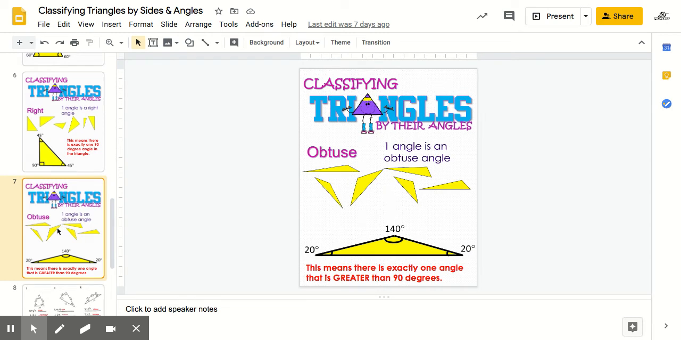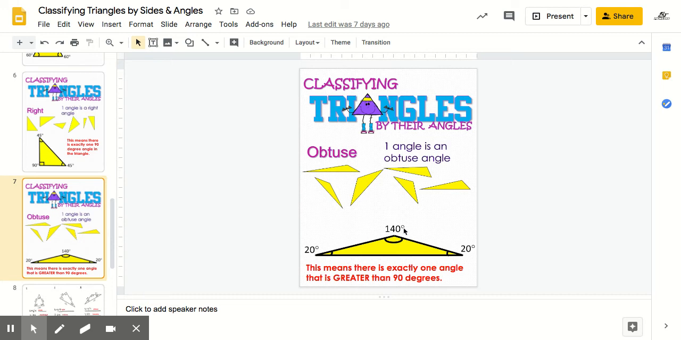Next type of triangle is an obtuse triangle. In order for a triangle to be obtuse, one angle has to be an obtuse angle. Remember, an obtuse angle is an angle that is greater than 90 degrees or larger than 90 degrees. So if we look at this triangle right here, this is a 20-degree angle, this is a 20-degree angle. Those are acute angles, but this angle right here is equal to 140 degrees. 140 degrees is larger than 90 degrees, making this an obtuse angle, which means that this is an obtuse triangle.